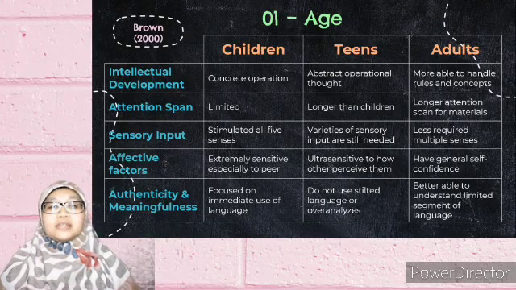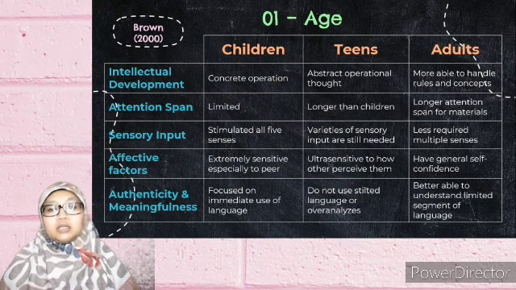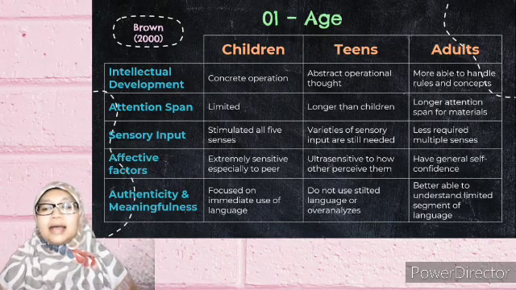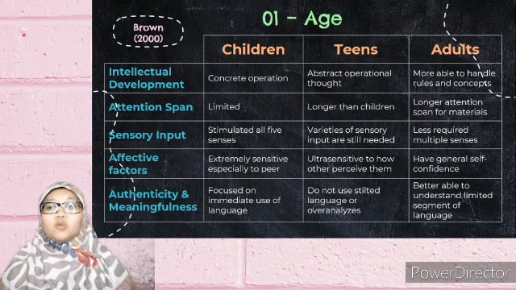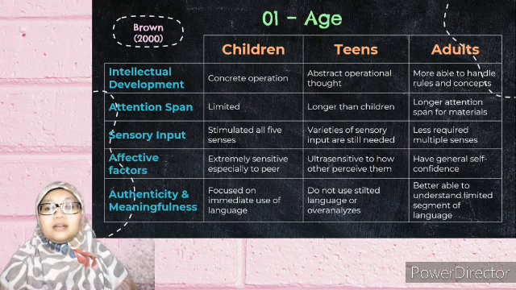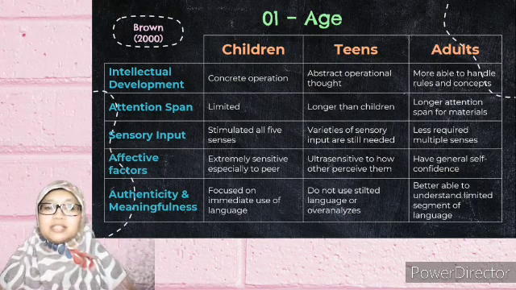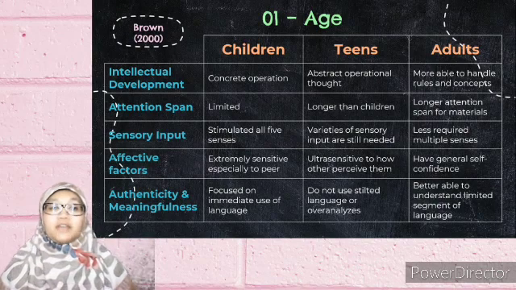The varieties of sensory input are still needed here. So the teens still need activities that deal with the physical things, but not as many as the children. And the adults require multiple senses less, but they still need them. And how about the affective factors?